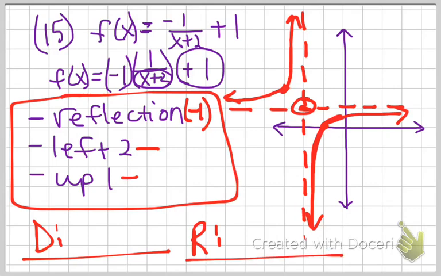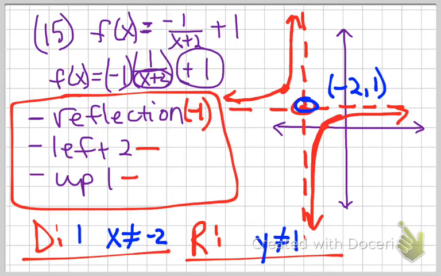The domain and range is going to be based off of whatever our new center is, and our new center is at negative 2, 1. So when I do the domain, x cannot be negative 2, and when I do the range, y cannot be 1. But in both cases, it will be real numbers otherwise. So we're going to have the real numbers R, x does not equal negative 2, and the real numbers R, y does not equal 1. And number 16, you will work on your own.